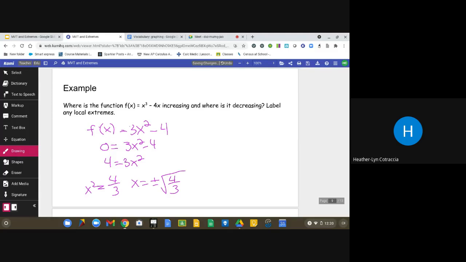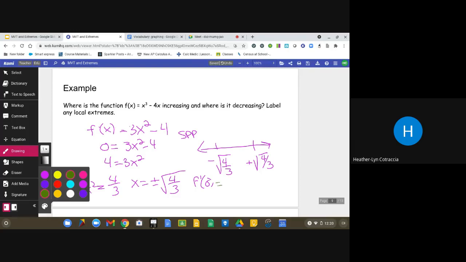Now, what I like to do with this is put this on a sign pattern picture. So I put my negative square root of 4/3, and my positive square root of 4/3. 0 would be right in the center of that. So what we're going to do is plug values into the derivative to see if they're positive or negative. Remember, if your derivative is positive, then your graph is increasing. So I'm going to find f prime of 0, because that would be in that middle section.